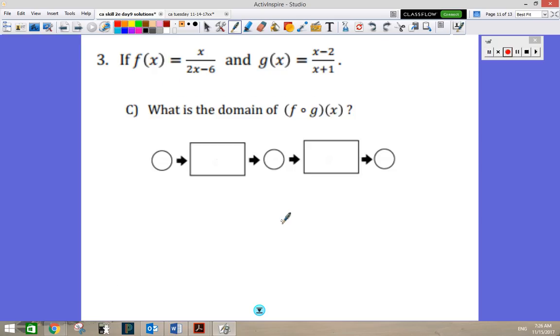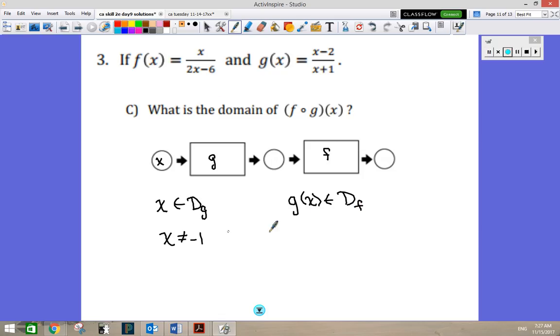So if we look at the composition f composed with g, we have to recognize that we're starting with the function g and then finishing with the function f. Two things have to be true to be in the domain of this composition. First, the numbers that we input into g need to be in the domain of g. And then second, the numbers that we input into f need to be in the domain of f. Well, we said that the domain of g excluded the number negative 1. And we said the domain of f excluded the number 3.